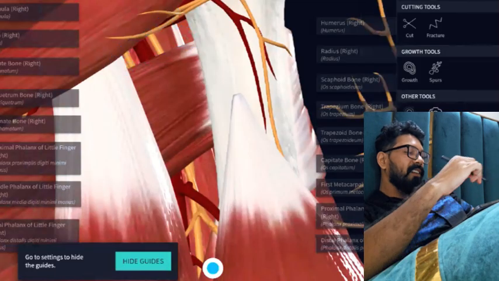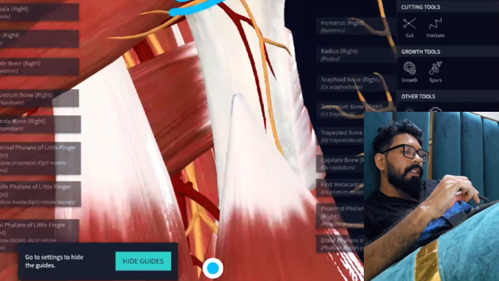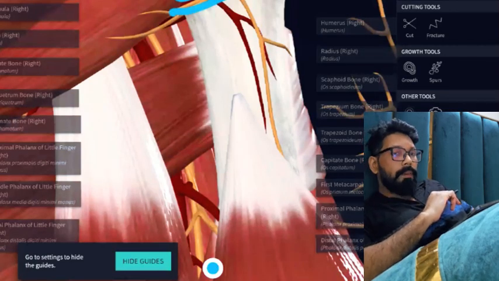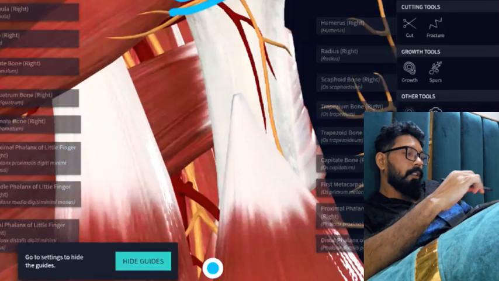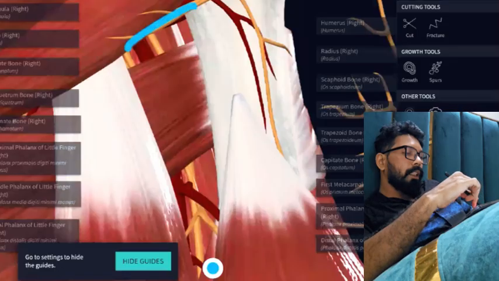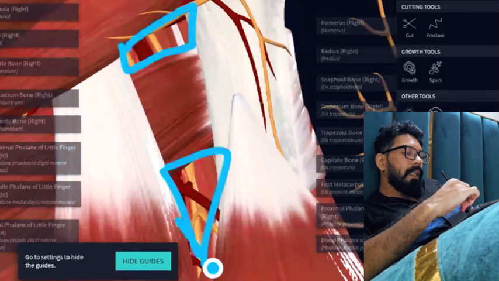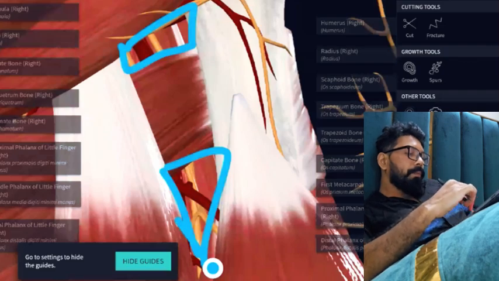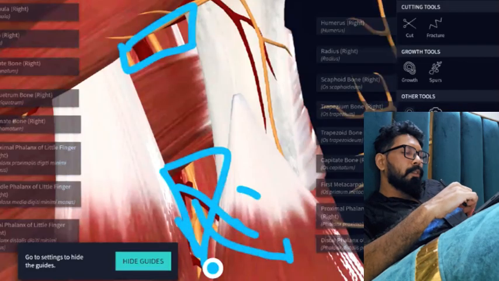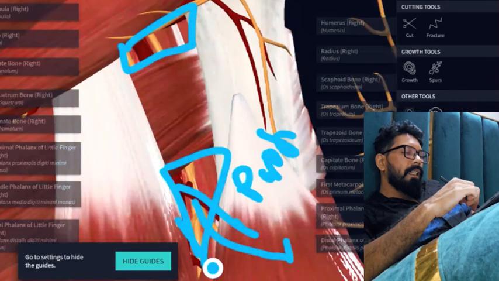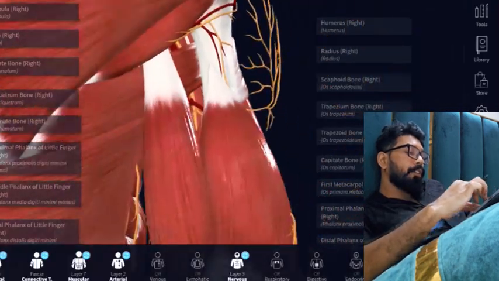In the quadrangular space, we have the axillary nerve coming out and the posterior circumflex humeral artery, which goes around the surgical neck of the humerus. Just know the components. These four form the quadrangular space. These are the triangular interval. In the triangular interval, we have two things. This one here is the profunda brachii artery, the nutrient artery of your humerus.